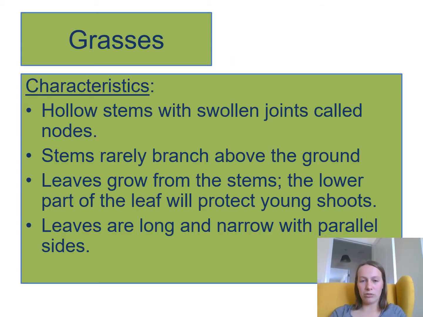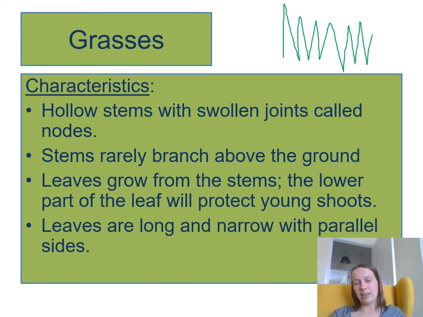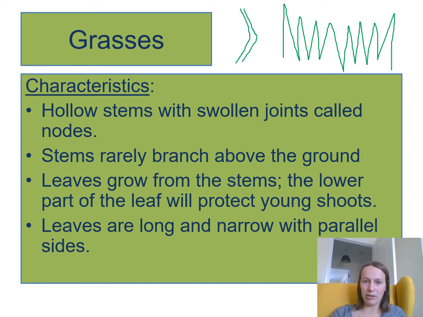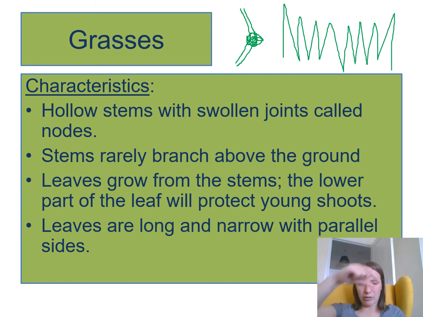We've also got grasses. You know what grasses are. You know what that is. It's grass. But it comes in lots of different kinds. It's got hollow stems with swollen joints called nodes. So sometimes they look a bit like this. Sometimes you might see a bend in the grass and there's like a lump on it, like that. That's the node. Stems rarely branch above the ground. So normally what's growing out of the ground is like one bit, as that's what it's telling you.